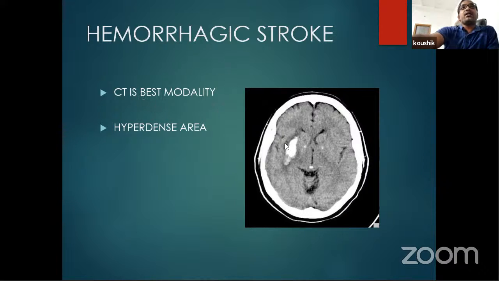So CT is the best modality to see hemorrhages, because in MRI, we have the SWI sequence where we can see hemorrhage. But in SWI, calcifications and hemorrhage all appear in similar signal intensity. So CT is best to pick up the hemorrhage.